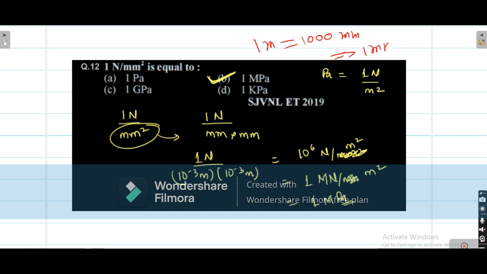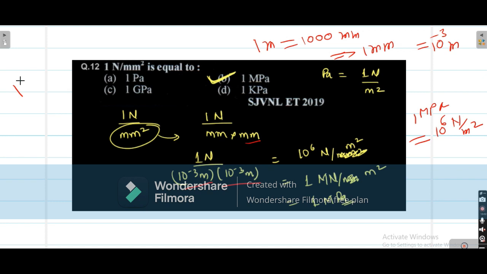That means 1 mm, if we convert it, will be 10 to the power minus 3 meter, right? So for 1 mm we get 10 to the power minus 3 meter, and similarly for the other mm we get 10 to the power minus 3 meter. So ultimately you will get 10 to the power 6 Newton per meter square. And we know what is megapascal. 1 megapascal is nothing but 10 to the power 6 Newton per meter square. So we can write 1 megapascal.